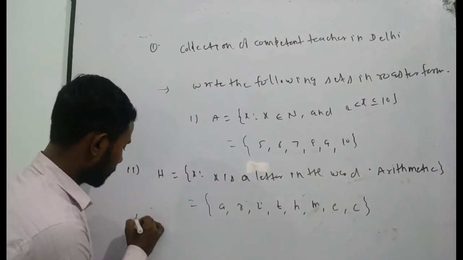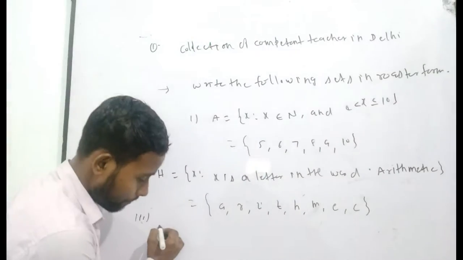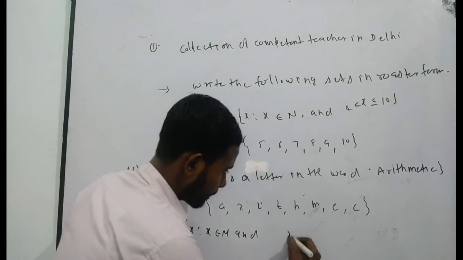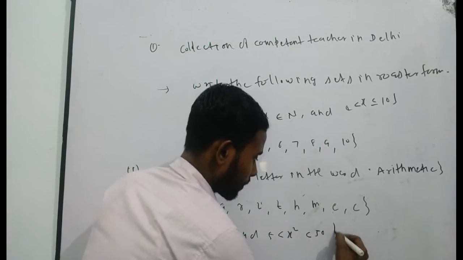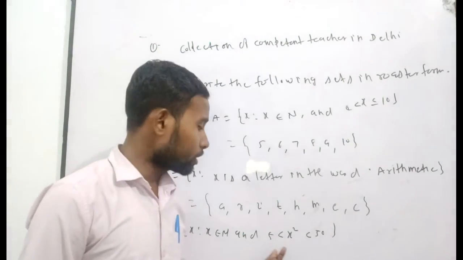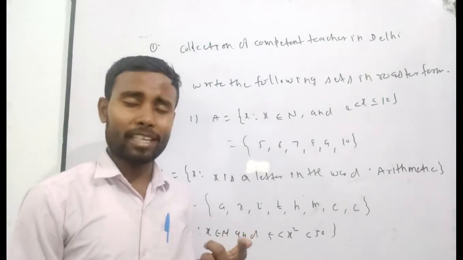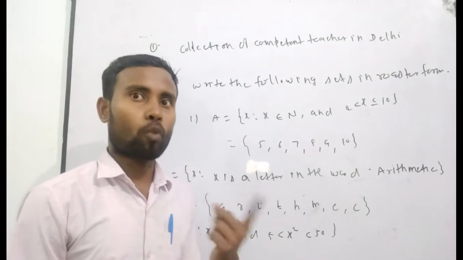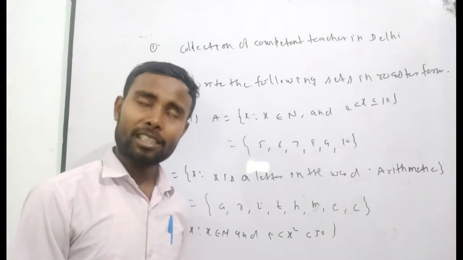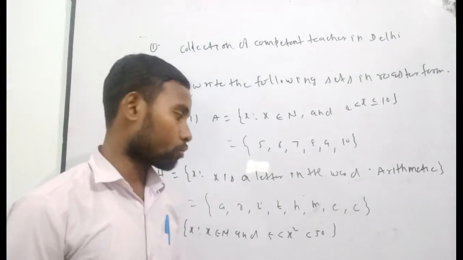Next, the third: B is a set {x such that x belongs to natural numbers and x square is greater than 5 but less than 15}. Which elements lie in this set? You take the collection of all natural numbers whose square is greater than 5 but less than 15. By intuition, suppose x is equal to 1; 1 squared doesn't lie in this interval. 2 squared is 4, which doesn't lie in this interval either. For 3, the square is 9, which lies in this interval. So the first element is 3.